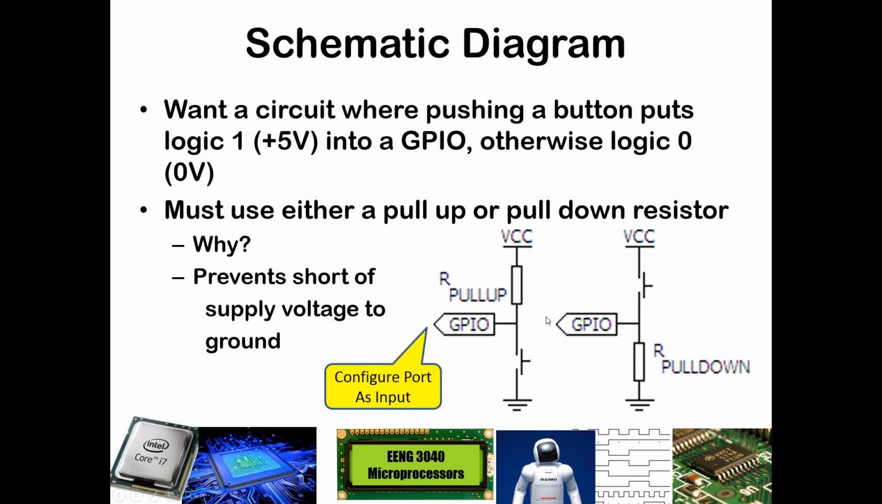So depending upon what you want to happen inside of the microcontroller, if you want there to be a logic 0 when the button is pressed and a logic 1 when the button is released, go with this pull-up configuration on the left. If you want there to be a logic 1 when the button is pressed and a logic 0 when released, go with the pull-down resistor configuration you see on the right.